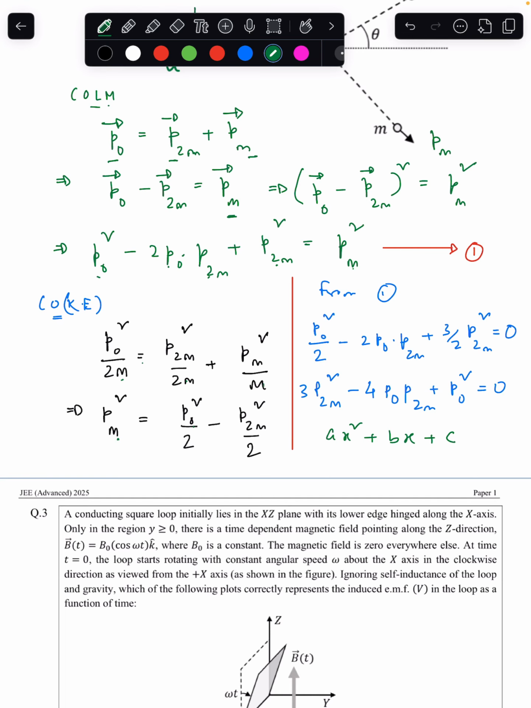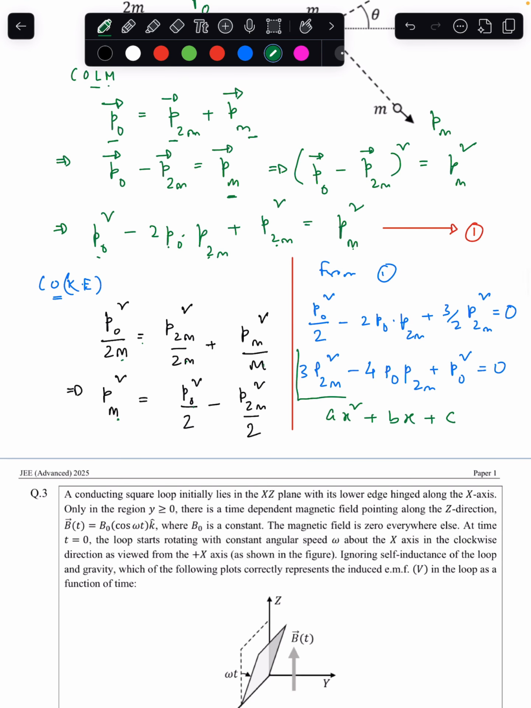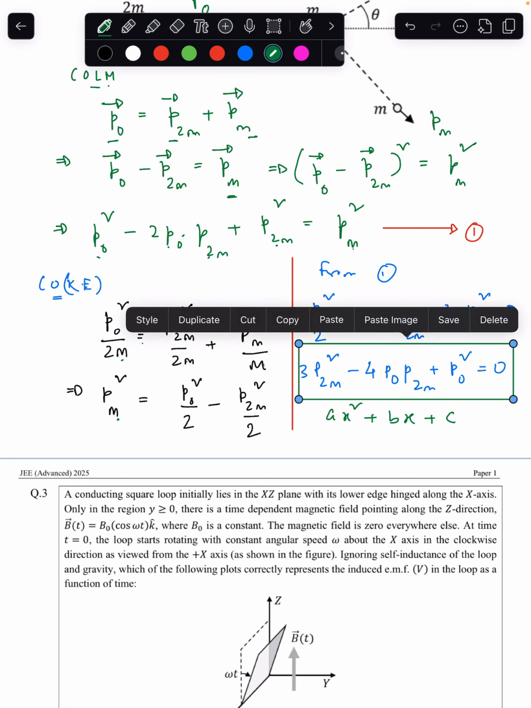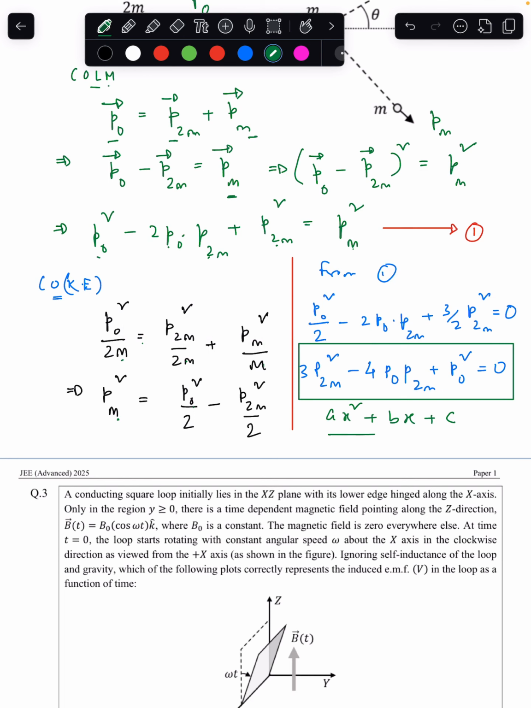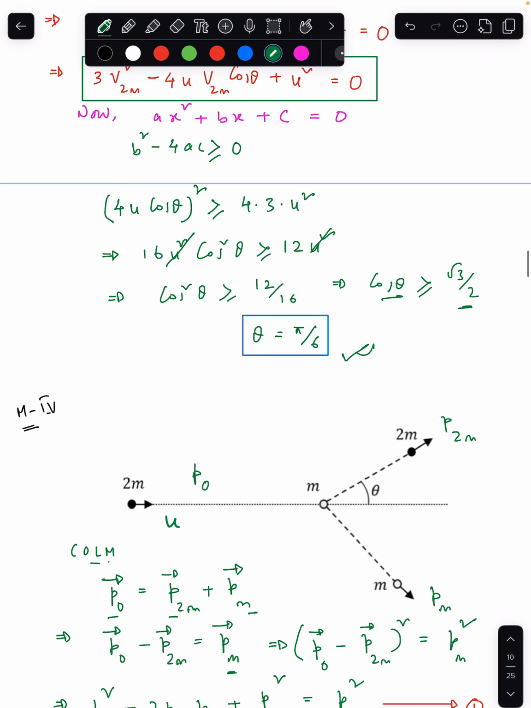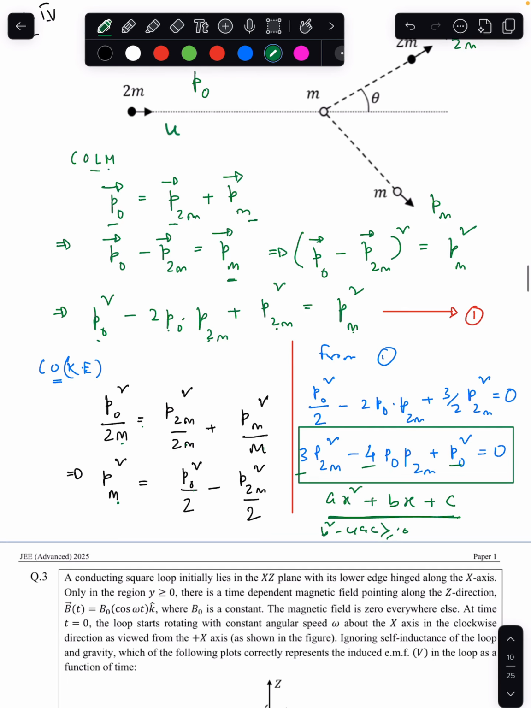Substituting, what result are we getting? 3 into P2m square minus 4 into P naught into P2m plus P naught square is equal to 0. Again it is coming in the form of quadratic ax square plus bx plus c. So again I will put b square minus 4ac greater than or equal to 0. Since those values are same as what we got in the earlier situation, directly I am going to write that the equation is going to give you the result theta is equal to pi by 6.